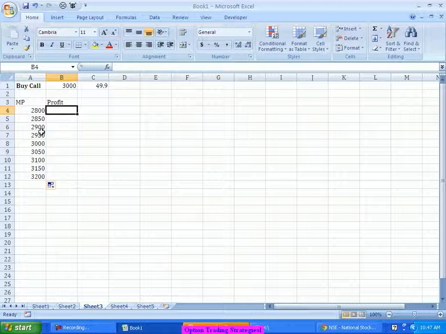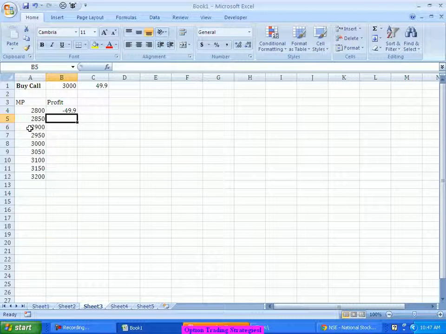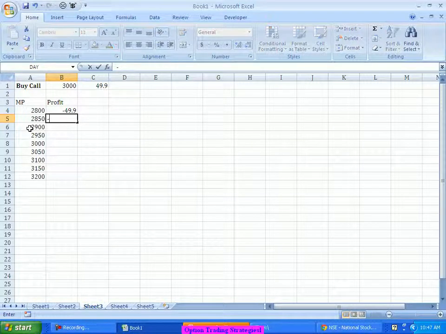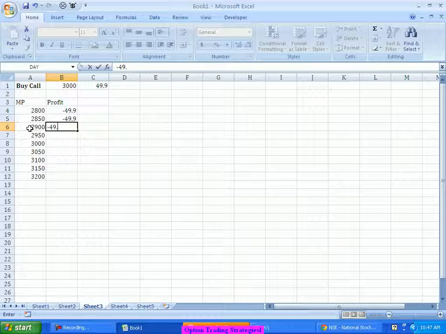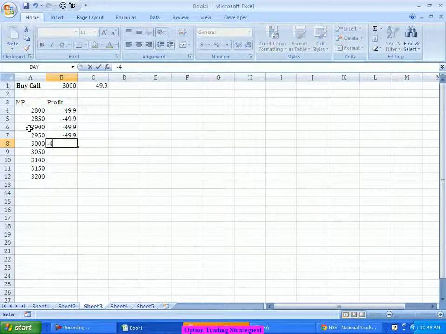Are we clear on this? Now, if the market price is 2,800 on that day, will I exercise the call or expire the call? Expire. Because the call is to buy the share at 3,000 on that day, but the market price is only 2,800. So I will expire the call, and my loss is to the extent of 49.9, whatever premium I have paid. What about 2,850? Same scenario, I'll expire it. I'll expire this also because I can buy it in the market; I don't need to buy it in the contract at 3,000. What about 3,000? Doesn't matter whether I buy from the market or from this person, there is no benefit for me. So here also the loss is 49.9.